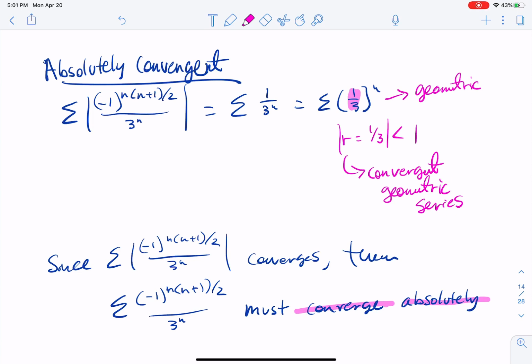All right, in the second objective, we're going to look at a new test. It's a fantastic test. It's a powerful test. It's called the ratio test.